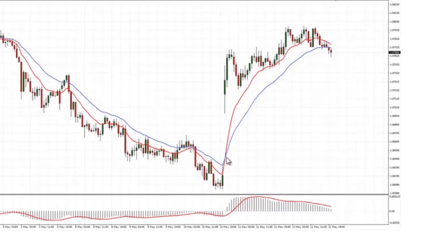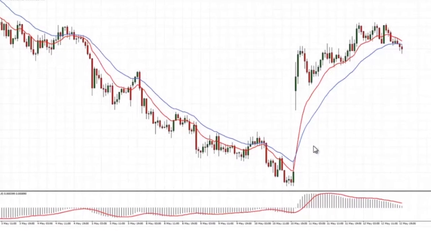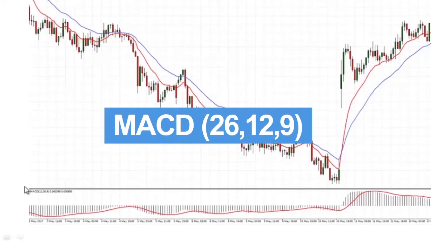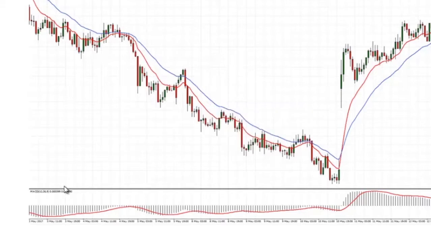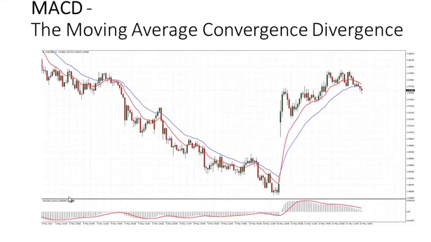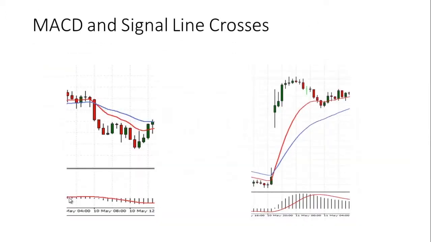The signal line, usually marked in red, is a moving average of the MACD values themselves. Typical values for the MACD are 26, and for the EMA it's 12 and 9 for the signal line. The further apart the EMAs, the greater the momentum. The further away the MACD will be from the center line.